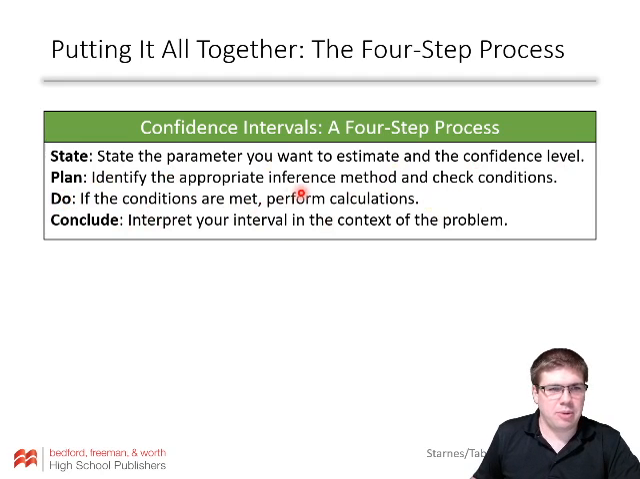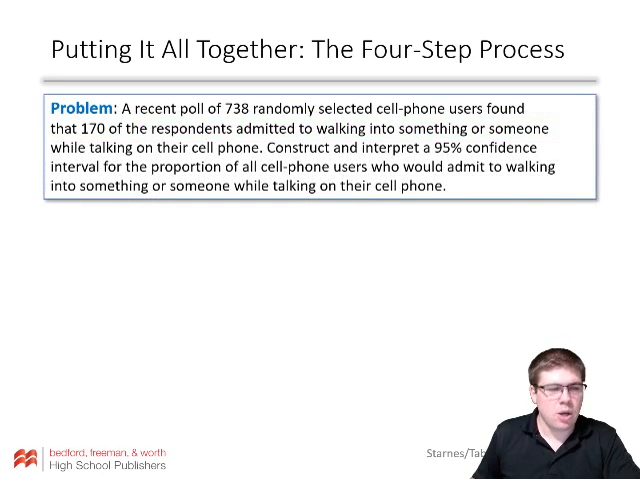This is what some people want to do when they say calculate a confidence interval. They just do that and then they think they're done, right? That's the math. But do is just one of the 4 steps. Perform your calculations and then conclude. So you need to actually interpret that interval and put it back into words that someone can understand. So let's go through that full 4-step process here with a problem.